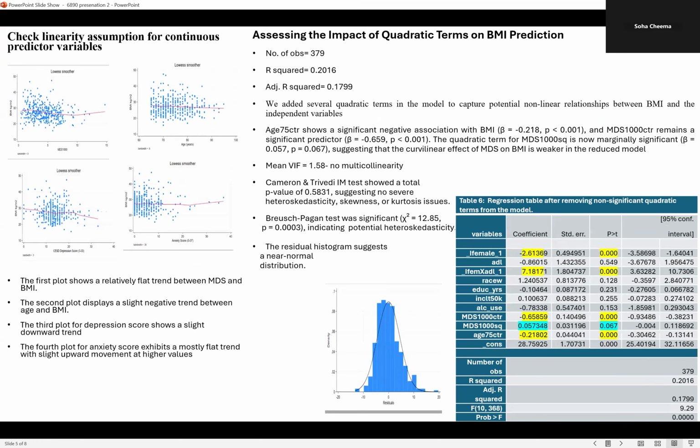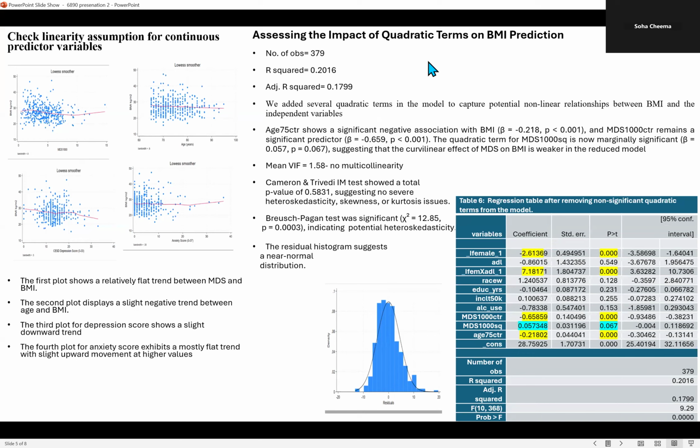We checked the linearity assumption for continuous predictive variables. The first plot shows a relatively flat trend between MDS and BMI. The second displays a slight negative trend between age and BMI. The third plot, for depression score, shows a slight downward trend, and the fourth plot, for anxiety score, exhibits a mostly flat trend with slight upward movement at higher values.